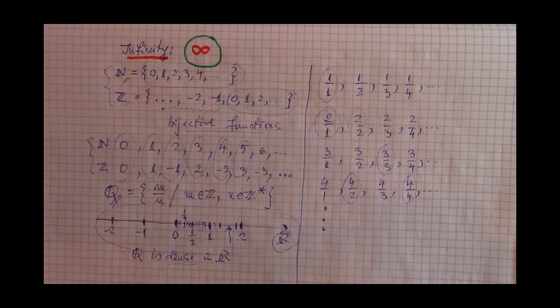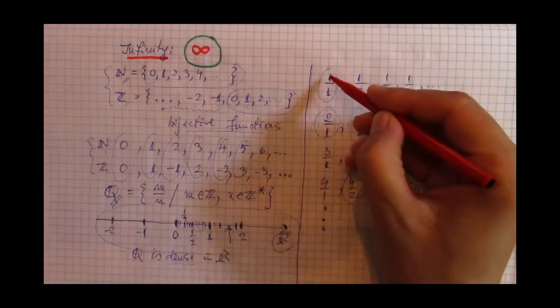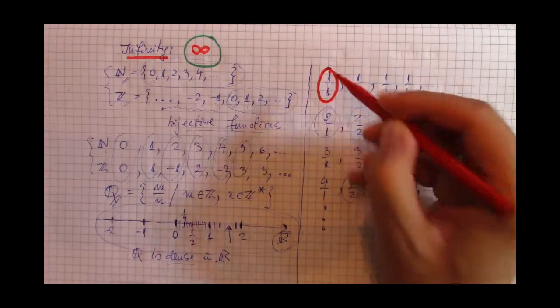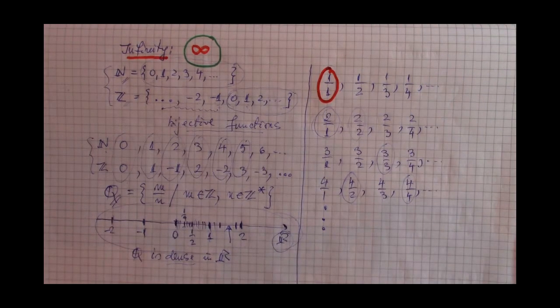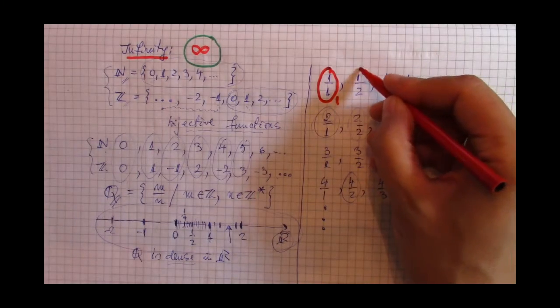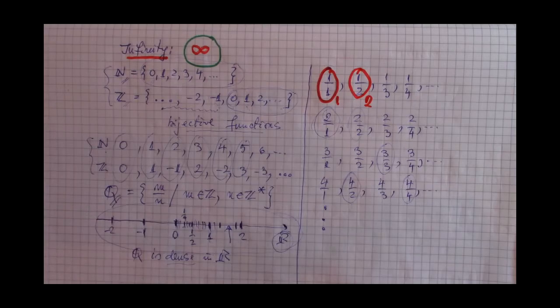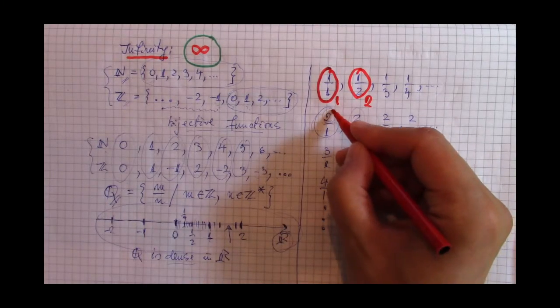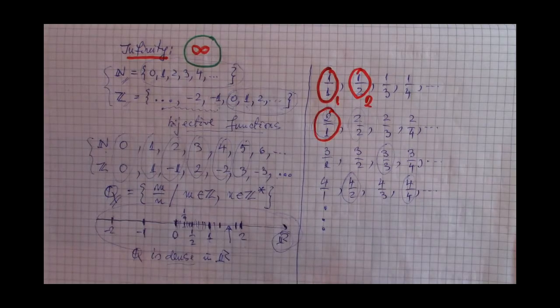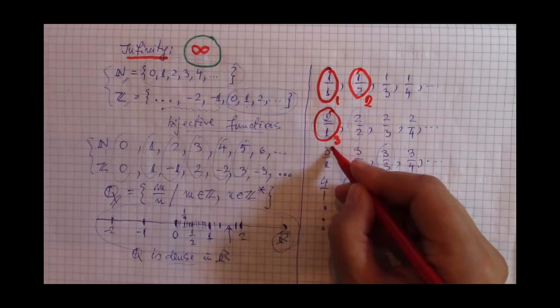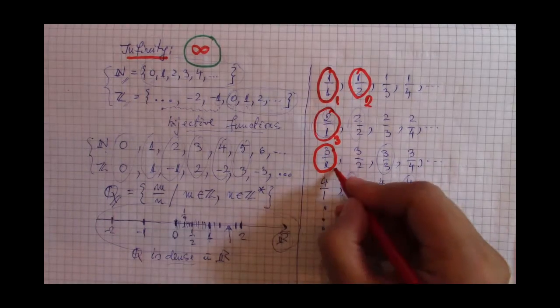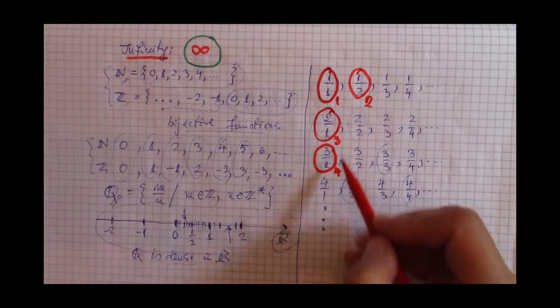Now here's what we can do. How about we say the first number is 1 over 1. This is our first number. Now let's go on this row. The next one is 1 over 2. This is our second number. Now let's go on the diagonal. The next number is 2 over 1. This is our third number. Now the next number, as we go down like so, is going to be 3 over 1. So this is our fourth number. So 1, 2, 3, 4.